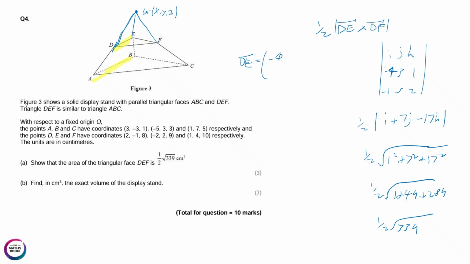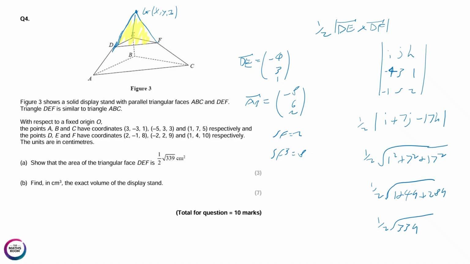So I'm trying to find the scale factor. If I look at AB, B minus A, I get -8, 6, and 2. So the scale factor is clearly 2. So we can do scale factor cubed for volume, which is 8. To make it clear, I'm going to find the volume of the small tetrahedron, times by 8 will give me the big tetrahedron, and just take away the little one. That's what I'm going to do.